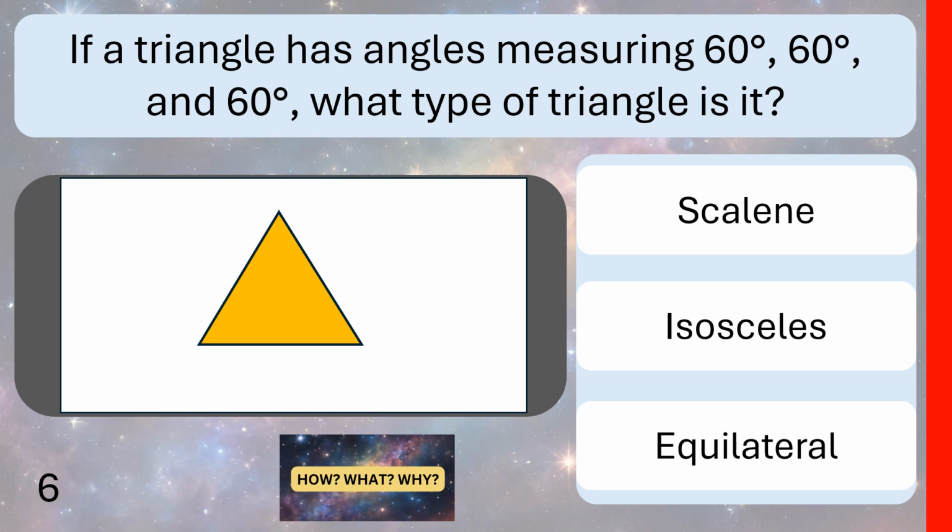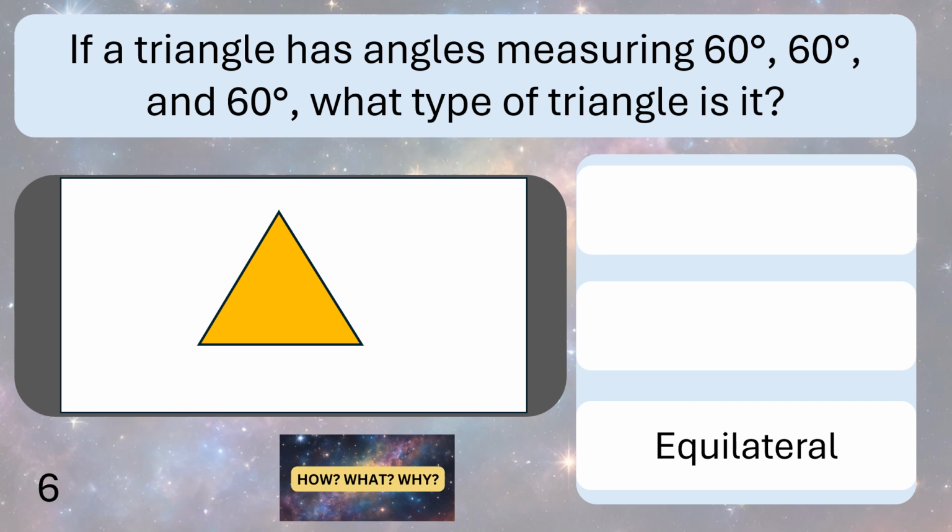If a triangle has angles measuring 60 degrees at the top, 60 degrees at the right side and 60 degrees at the left hand side, what type of triangle is it? Is it a scalene, an isosceles, or an equilateral? Of course, the answer here is equilateral because all of the angles are equal.